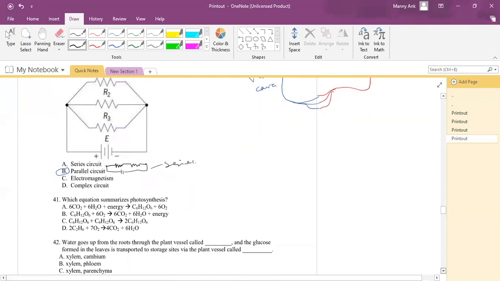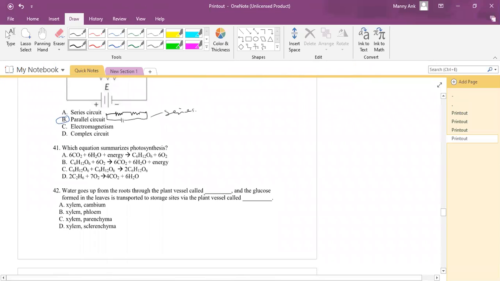41. Which equation summarizes photosynthesis? Photosynthesis, you need carbon dioxide from the atmosphere, water from soil, in the presence of energy, sunlight, to produce glucose and oxygen as a waste. So this is your glucose, C6H12O6, and that's oxygen. So the first one is the correct answer.